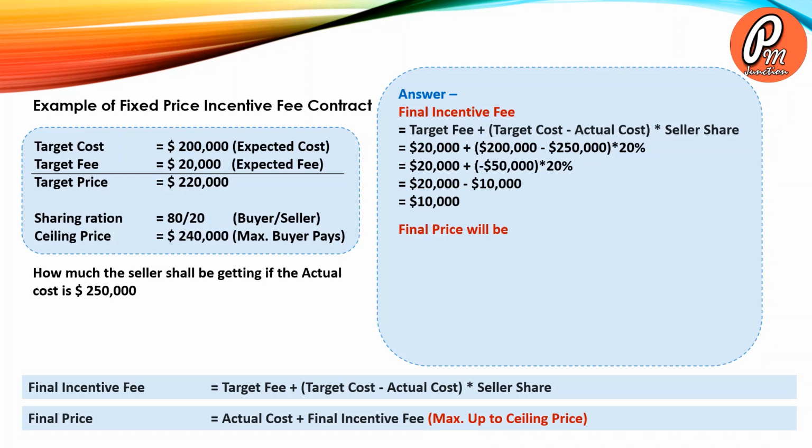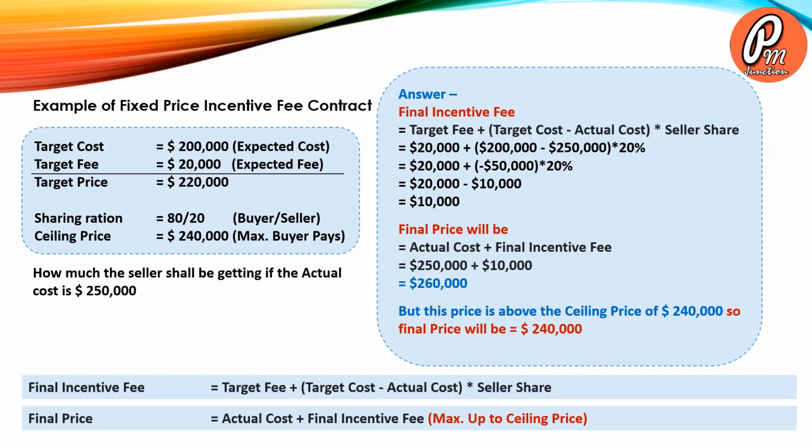The next step is to calculate final price, which will be equal to actual cost plus final incentive fee. So the actual cost is $250,000 and the final incentive fee is $10,000. So the total value comes out to $260,000. But this price is above the ceiling price of $240,000. So the final price paid will be equal to $240,000.